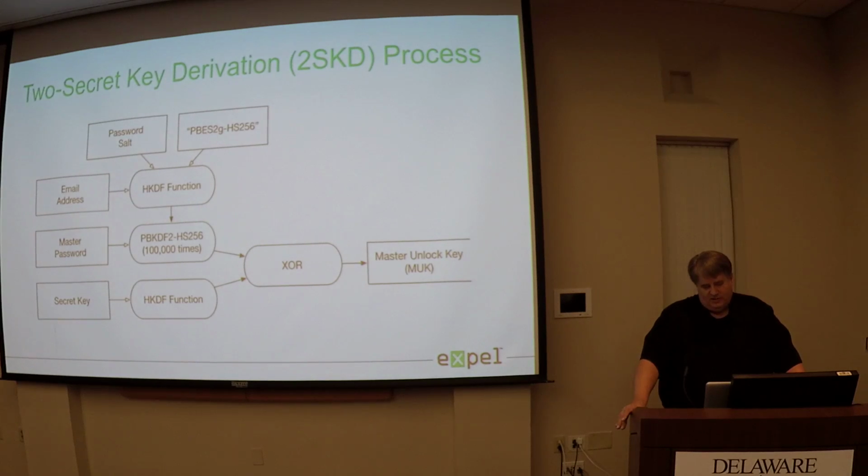And so this is technically what it looks like, and this is where it starts to get a little bit more deep. You have the password salt, which is going to be unique to your account, or probably unique. I don't know if they've actually enforced that. But it's a random number that's just assigned to your account when you create it. They have a string, that PBES2G, whatever, that helps to describe the algorithm, and then your email address. They jam all those together through an HKDF function, which is a special key derivation function. The result of that gets fed into the key derivation function, which then gets joined up with the results of the secret key, and you end up with the final master unlock key.